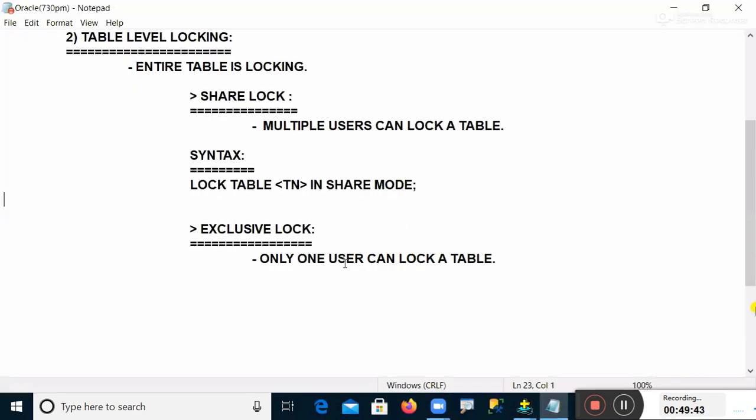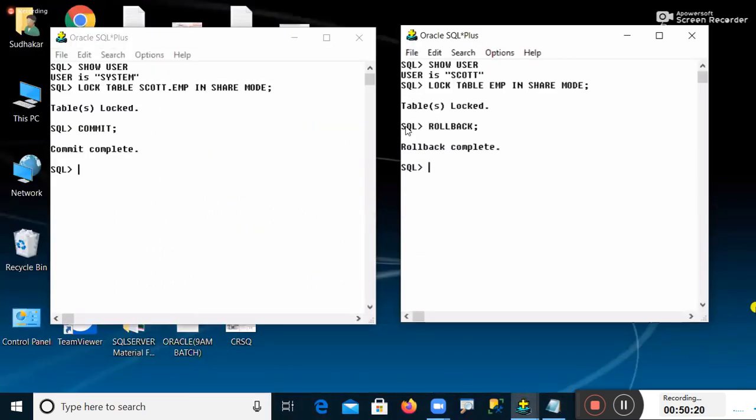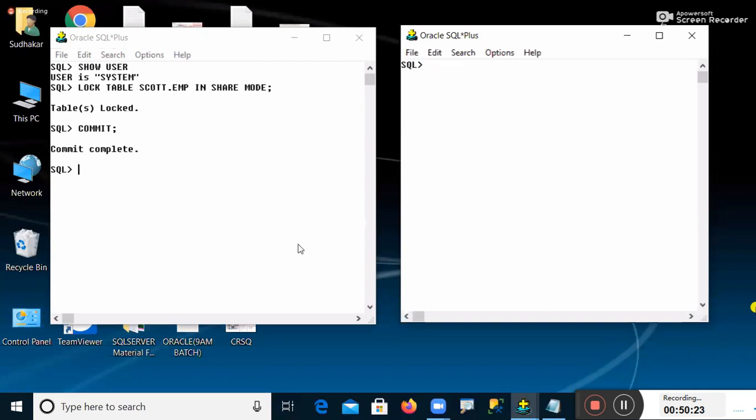But what is an exclusive lock? Exclusive lock means only one user can lock a table. That means if one user locks the table, there is no chance for another user. Okay, here let you see the syntax also. The syntax is lock table name in exclusive mode. Okay, in exclusive mode. Let you come out and see, only any one user can perform. Okay, so he cleared the thing and he also cleared.